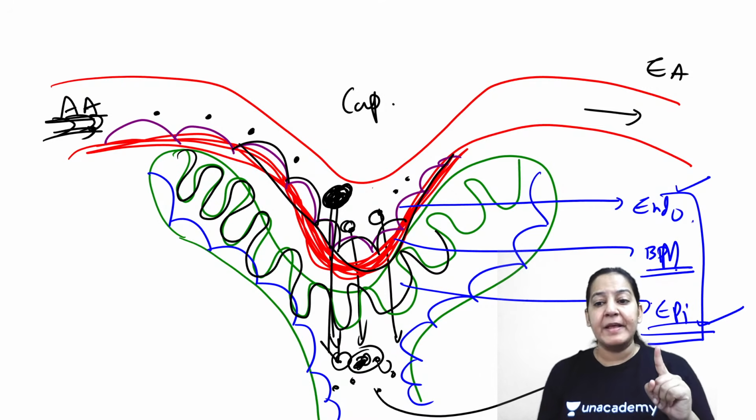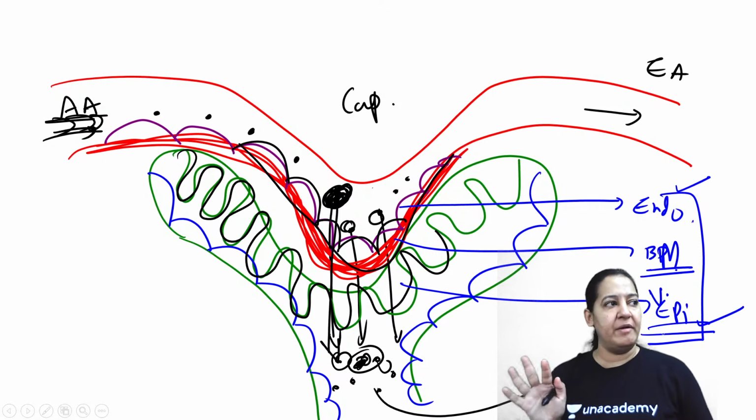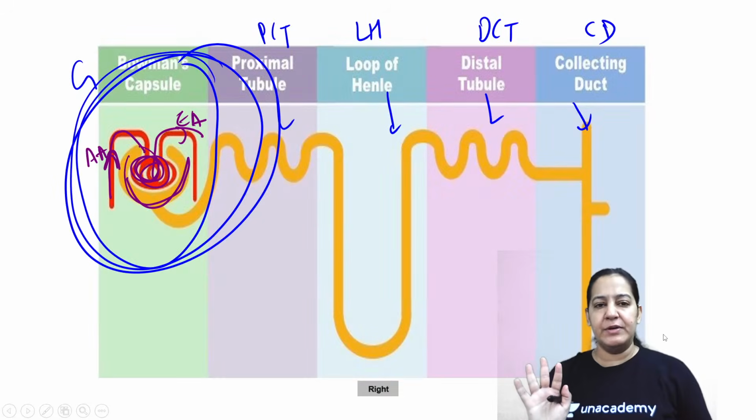This epithelium is the visceral epithelium of the Bowman's capsule, and it is known as podocyte because of its shape. Everyone give me a thumbs up. So Sufi, Fast Medico, have you got it? Am I visible? Am I audible? Are you people there? So this is the filtration barrier.